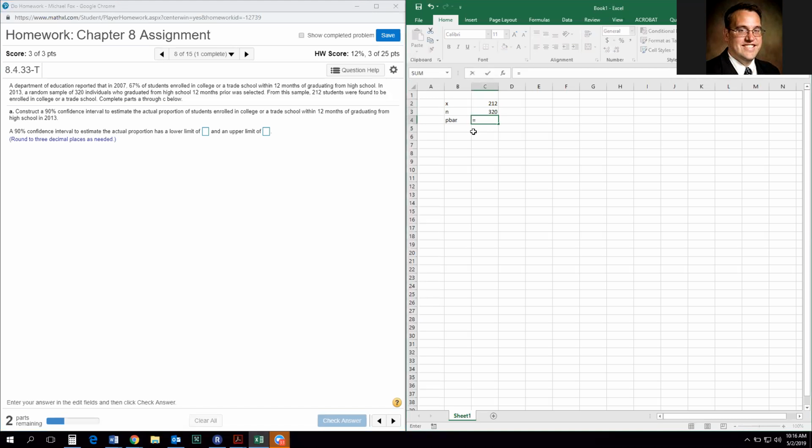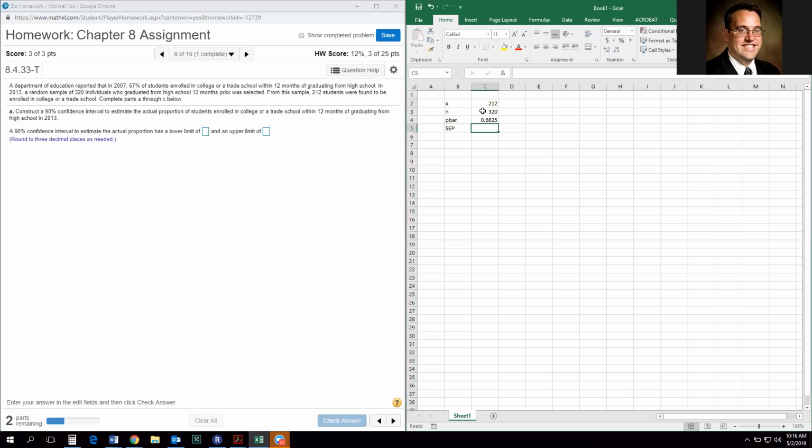So our proportion then is going to equal x divided by n. There we go, n. So there is our sample proportion. That's the first thing we need. The second thing we need is our standard error of the proportion.